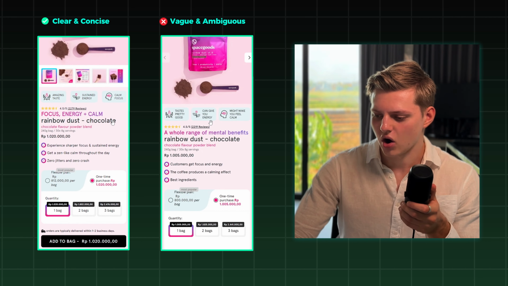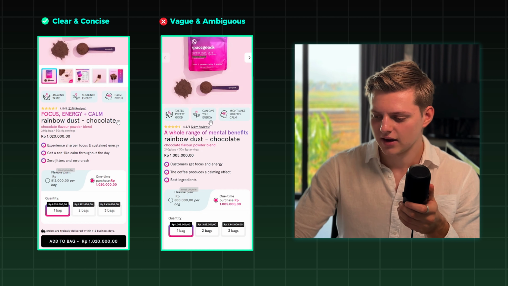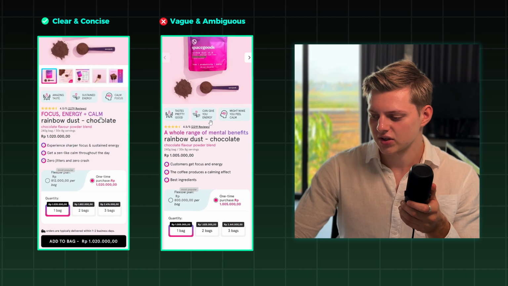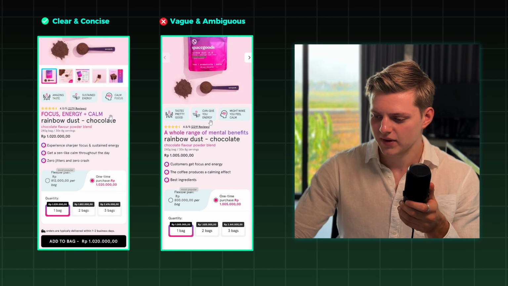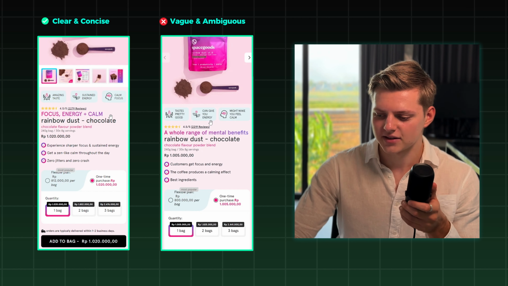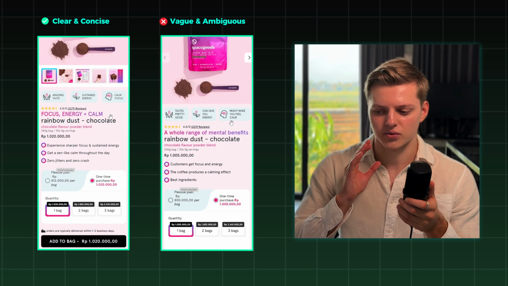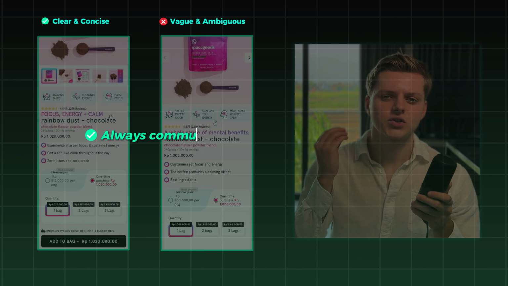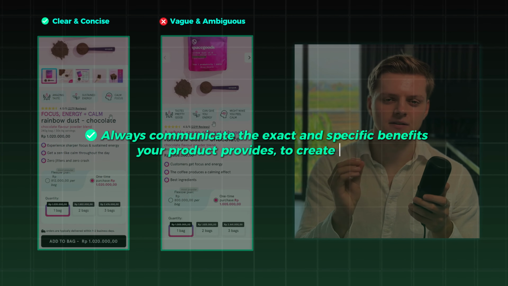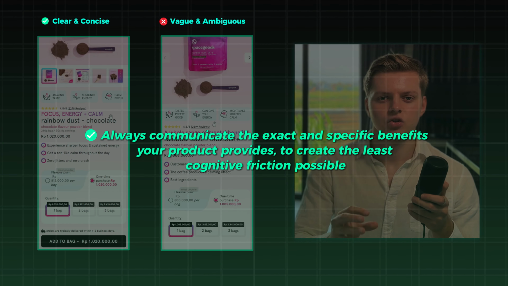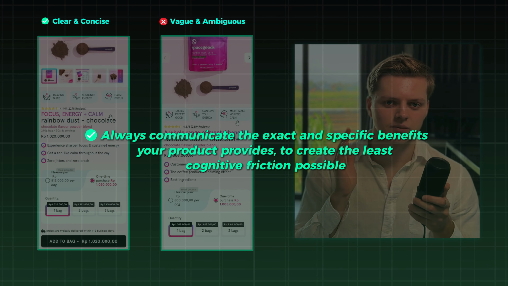Here we have a whole range of mental benefits instead of focus, energy plus calm. A whole range of mental benefits is so vague that it doesn't contribute anything to the product page at all. You have to always communicate the exact and specific benefits your product provides to create the least mental friction possible.